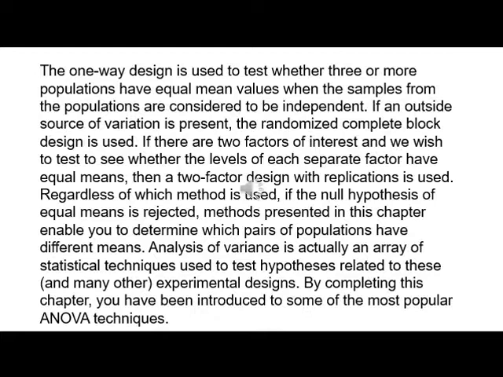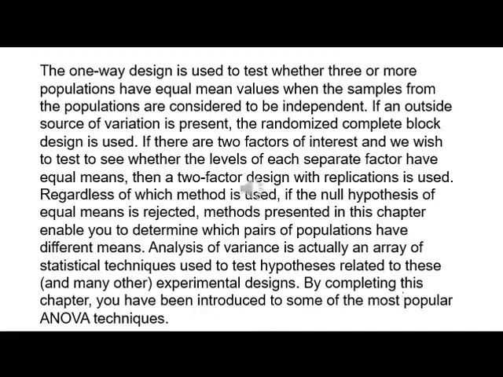The one-way design is used to test whether three or more populations have equal mean values when the samples from the populations are considered to be independent. If an outside source of variation is present, the randomized complete block design is used. If there are two factors of interest and we wish to test to see whether the levels of each separate factor have equal means, then a two-factor design with replications is used.